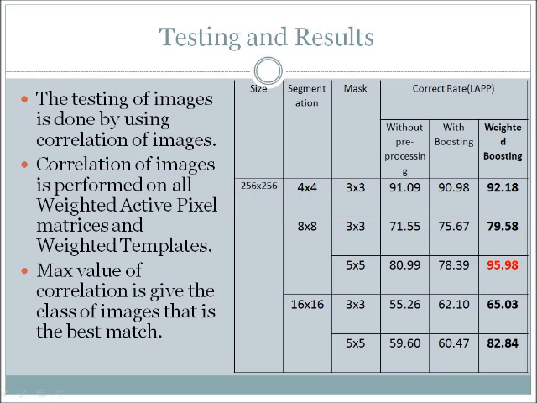Testing and results. The testing of images is done by using correlation of images. Correlation of images is performed on all weighted local active pixel patterns. The maximum value of correlation gives the best match for the given class. Here we can see the table of results. It contains 3 columns of 3 methods: without pre-processing, with boosting, and weighted boosting. Here weighted boosting is our WLAPP. It gives the optimal results among all 3 methods.